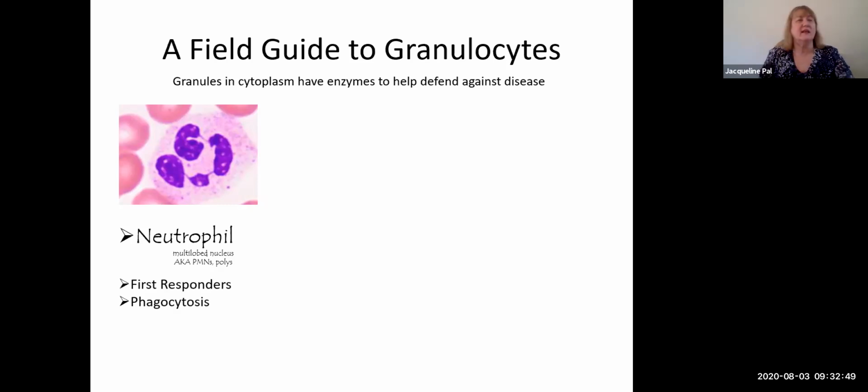These are the cells that at a site of injury are your first responders. They're like the EMT. Now, that's not their job. That's just how fast they respond. Their job is to find stuff that doesn't belong there, whether it's debris from damaged cells or bacteria, and to do phagocytosis of that. We will see an increase in neutrophils in the blood when you have bacterial infections because they very aggressively fight bacterial infections.